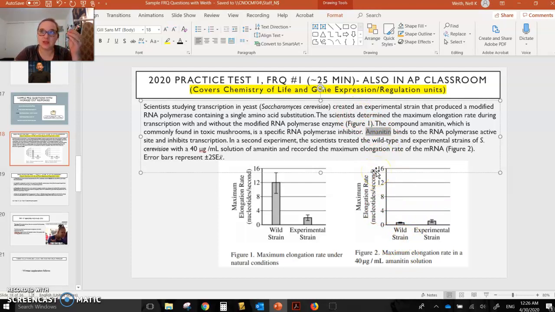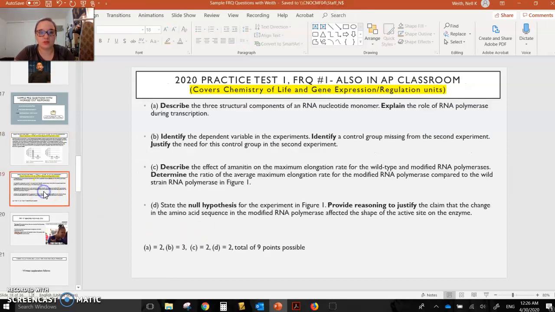As an enzyme, if you block that active site, that enzyme's not going to be as effective. So you can see the wild strain's effectiveness goes way, way down. I wouldn't even say that's 1. I'd say it's like half a base a second. And the experimental is slightly reduced, okay? So let's go forward and look at the questions.